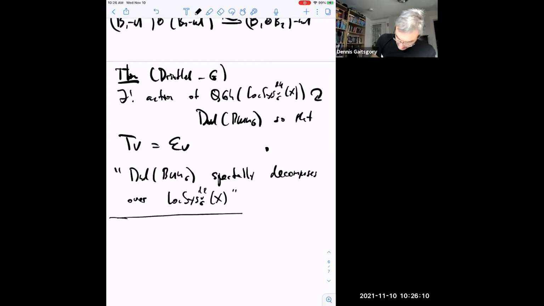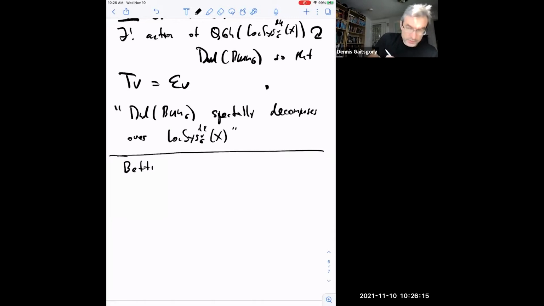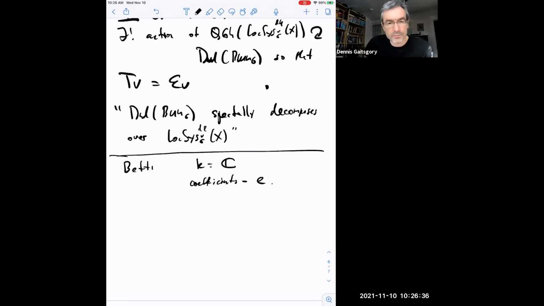And now the next will be an approximation to the ℓ-adic story, but we'll first do the Betti story, which is where your ground field is the complex numbers and the coefficients are any field of characteristic zero, call it E. Just consider sheaves of vector spaces with E coefficients. But again, I'll stop for questions, and I really want somebody to ask a question.